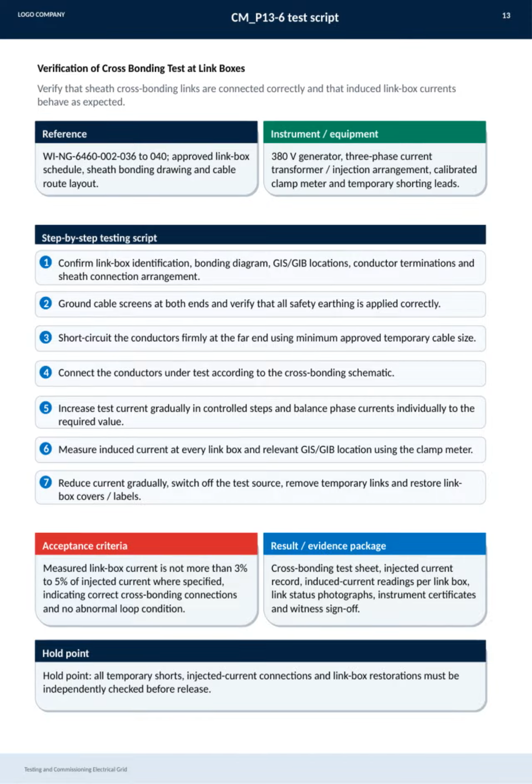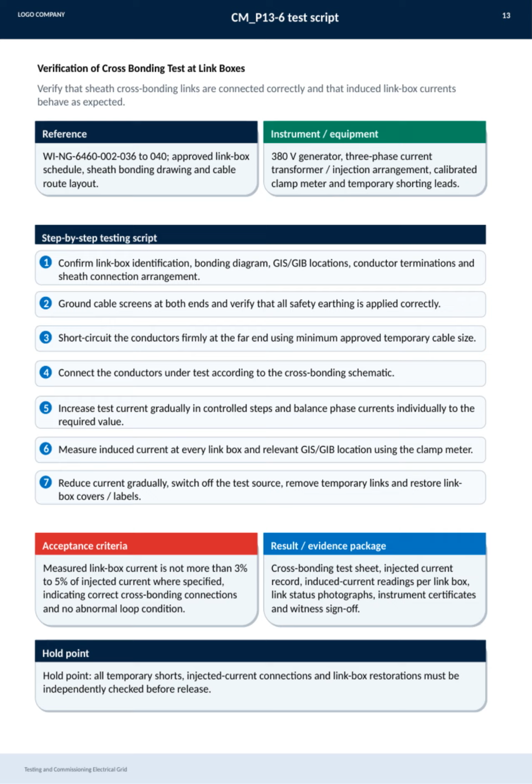Next, we ground cable screens at both ends and check that all safety earthing is properly applied. Following that, conductors are short-circuited firmly at the far end using the minimum approved temporary cable size, and then connected according to the cross-bonding schematic. The test current is increased gradually in controlled steps, balancing the phase currents to the required levels.